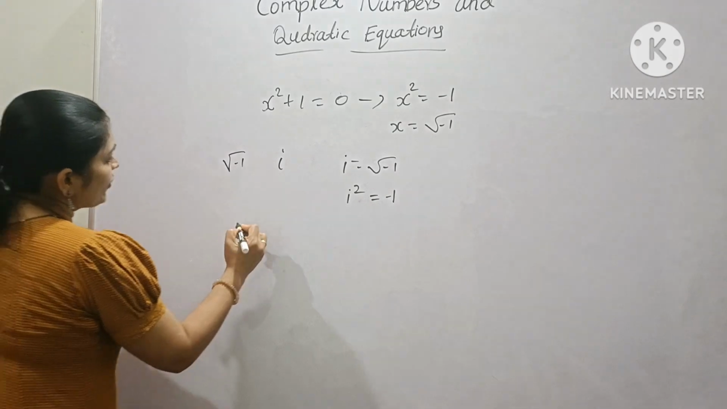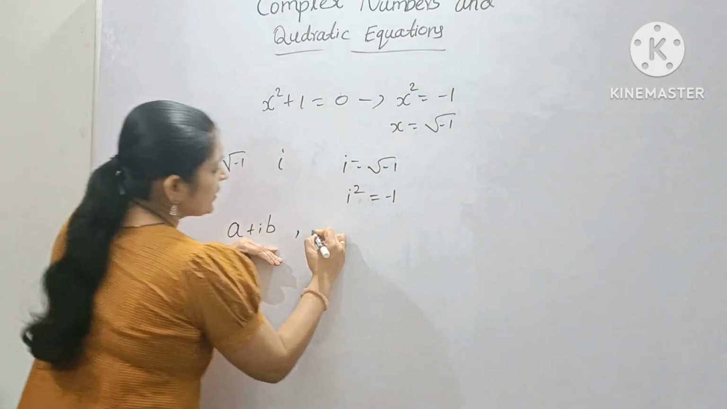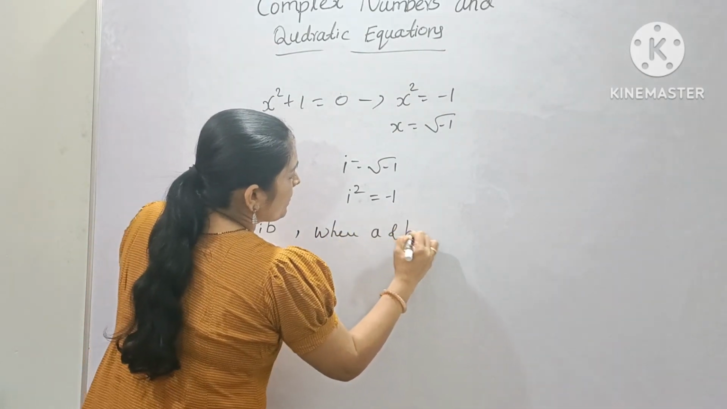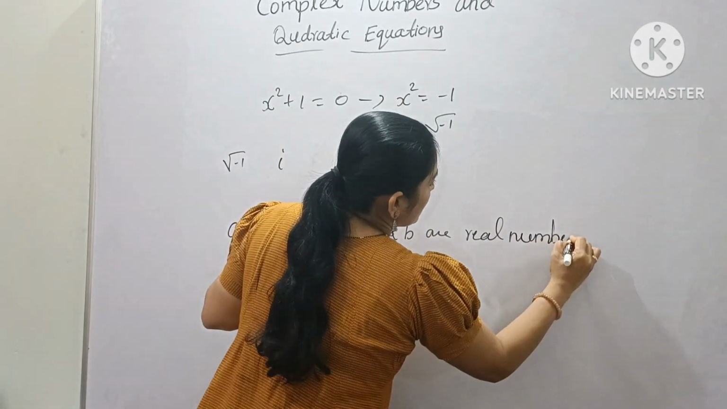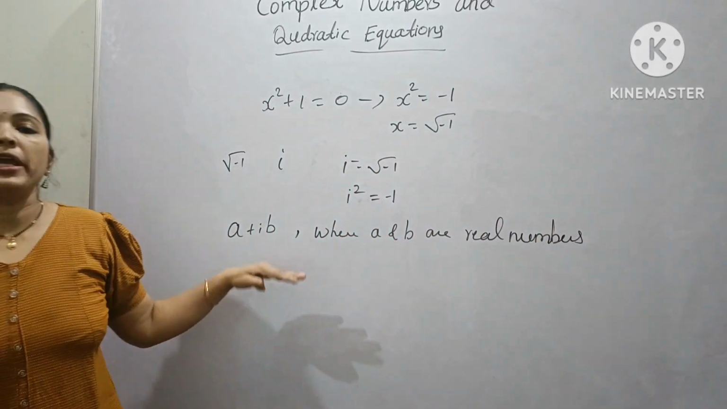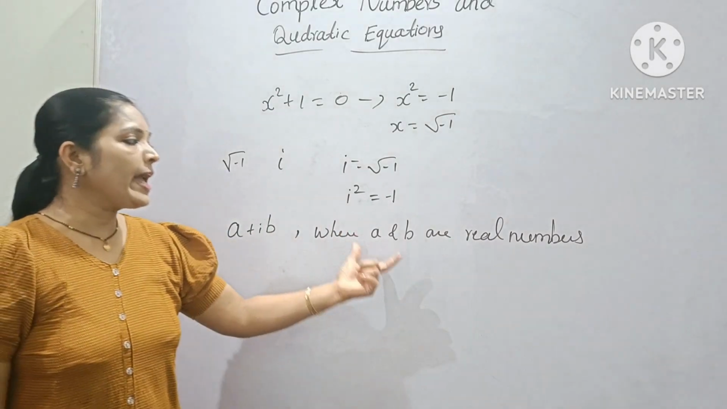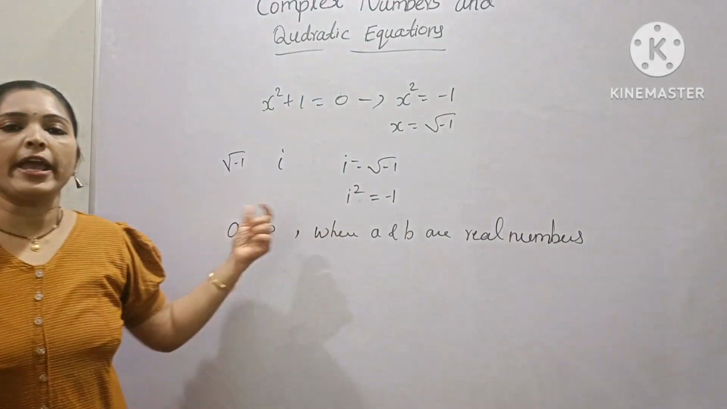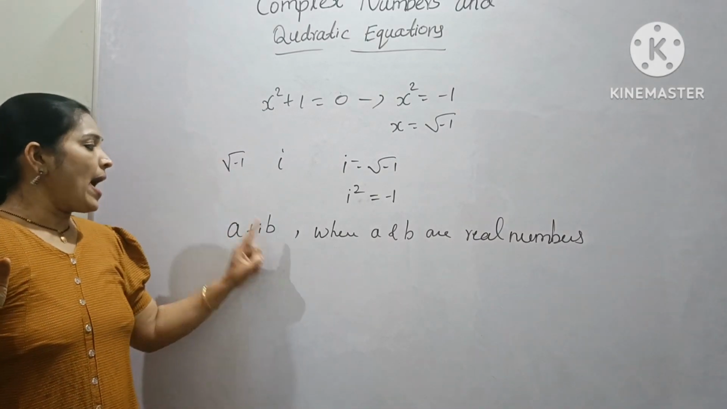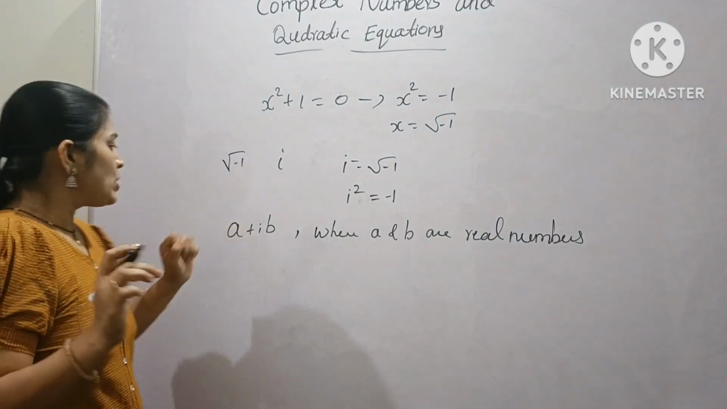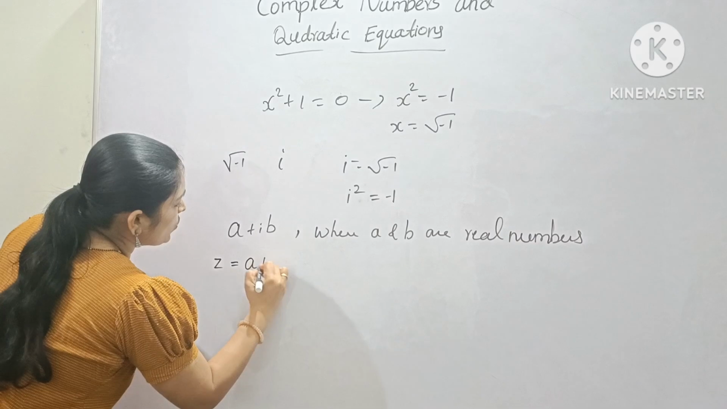So, a number of the form a plus ib, where a and b are real numbers, is defined to be a complex number. That is, a complex number is of the form a plus ib. Here a and b are real numbers. We denote a complex number by z. So, z is equal to a plus ib.